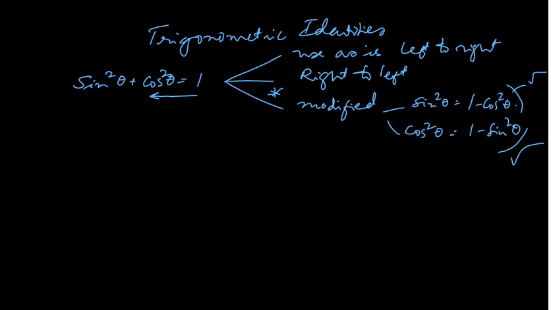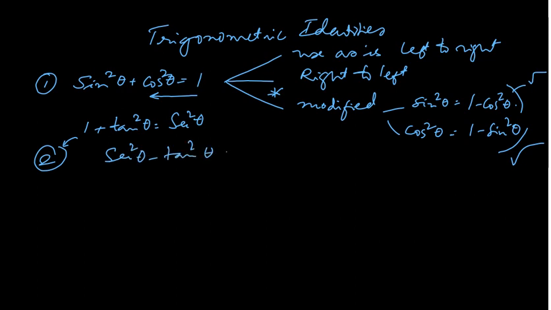The same goes with the other two, like 1 plus tan square theta equals secant square theta. Again we look at it and ask, how come this 1 is on this side? It should have been on the other side. That's why the best form for the second one is secant square theta minus tan square theta equals 1, and then you apply all three: use as is, left to right, right to left, and modified.